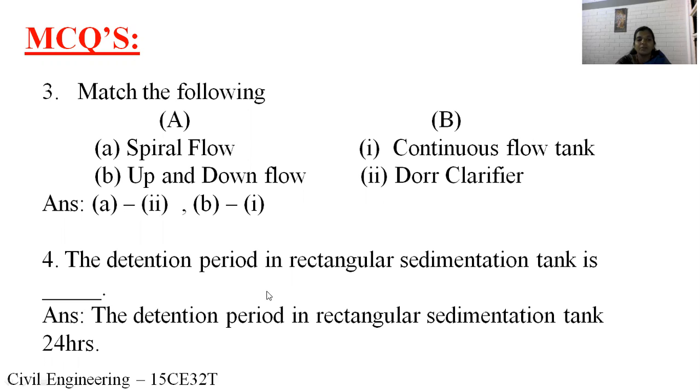The detention period in rectangular sedimentation tank is dash. What is detention period? The detention period means the time taken by a particle to settle down at the bottom of the tank. So that time will be around 24 hours in rectangular sedimentation tank.